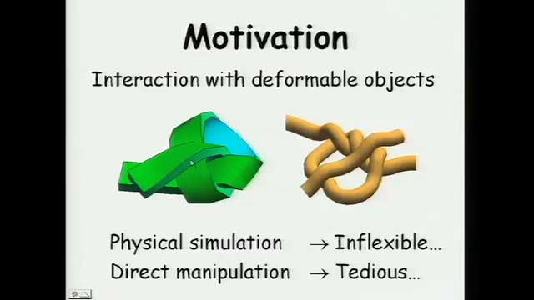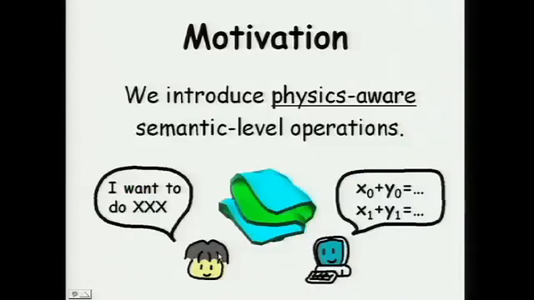And instead, if you use direct manipulation, standard CAD modeling, you can do everything, but it's very tedious. You have to take care of physics manually, which is very difficult. So these two approaches are not perfect. What we do is somewhere between the two. Instead of doing perfect physics, we introduce a couple of new semantic level operations. The user gives some sort of intuitive request to the computer, and then the computer takes care of the rest, taking care of physics. That's the idea behind this project.